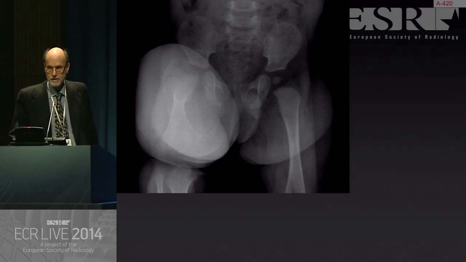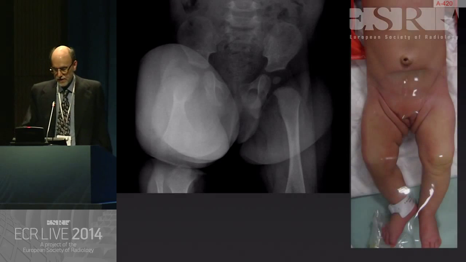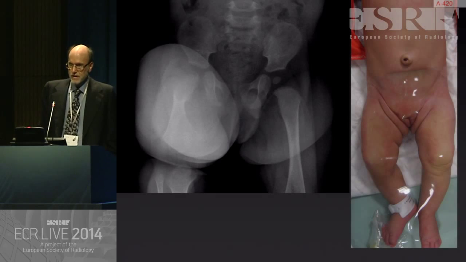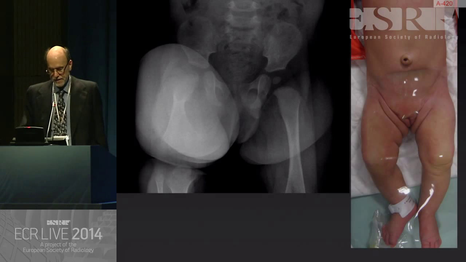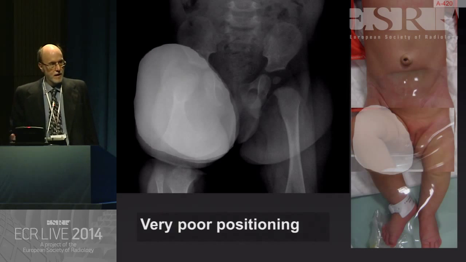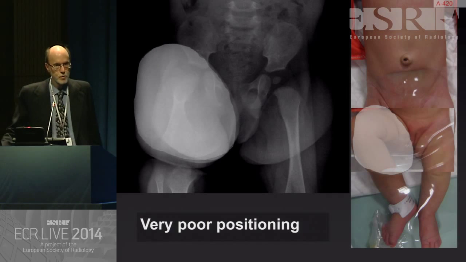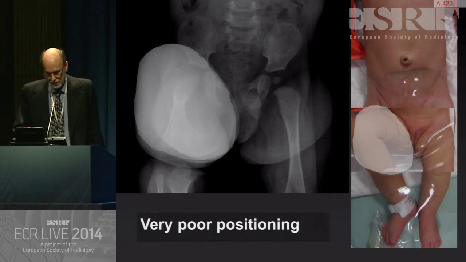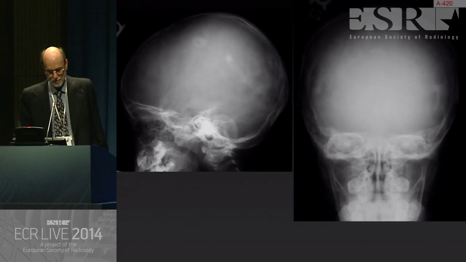This is one. Of course, this can't be a mass. This is the external appearance of the baby, absolutely healthy looking. What happened? The problem was a very, very poor positioning at the time of the radiograph, accounting for this huge pseudolump in the right thigh. So take care of your technicians, because sometimes they provide this kind of awful films.